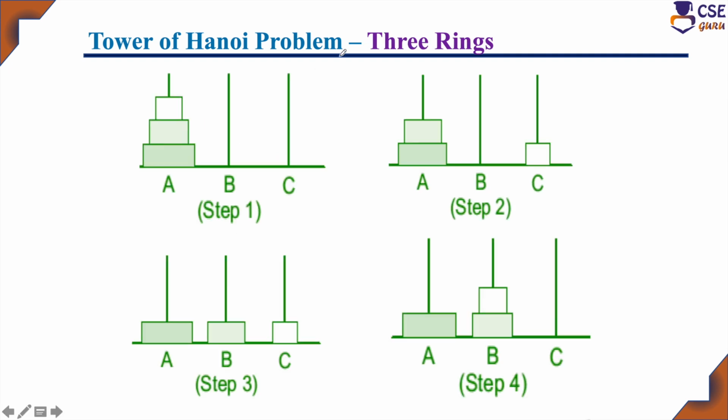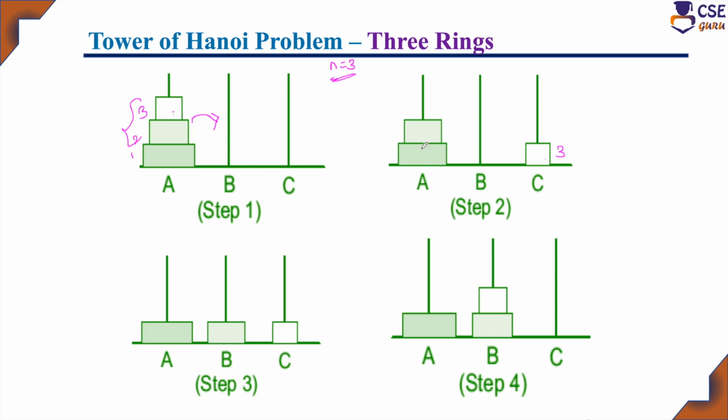Suppose n value equal to 3, how we will implement? Move n minus 1 rings from source to spare pole. These two. For example, here 1, 2, 3 I am considering. 2 and 3 you have to move from source to spare pole. Okay, so how we will move? First step is the smallest ring you have to place it in C. Ring number 3 you have to place it in C.